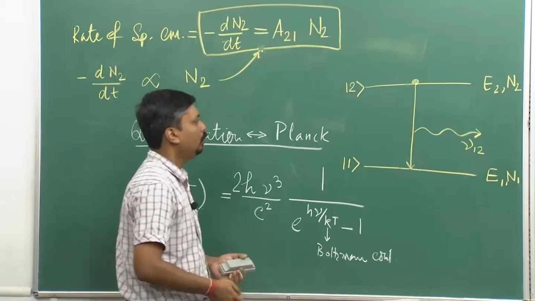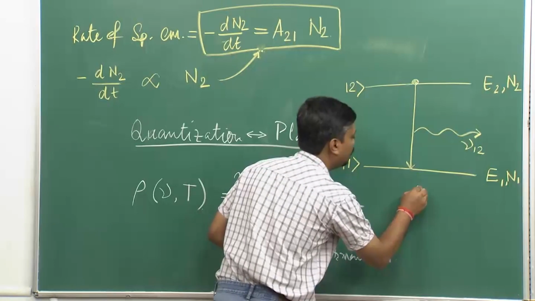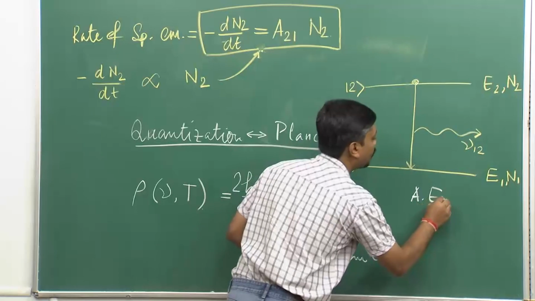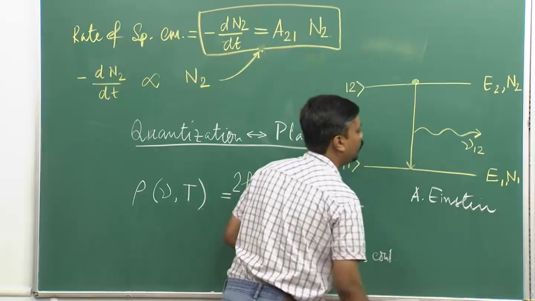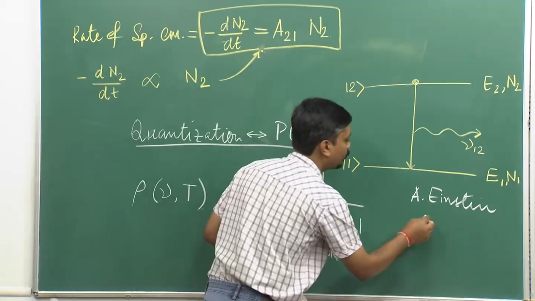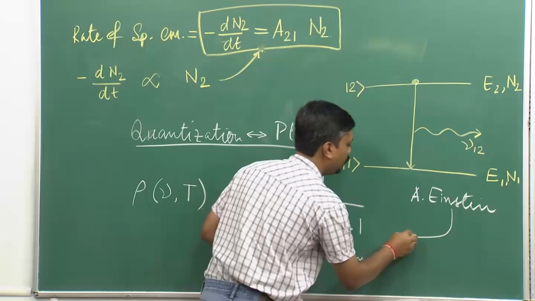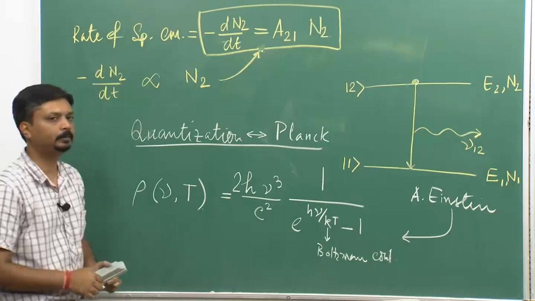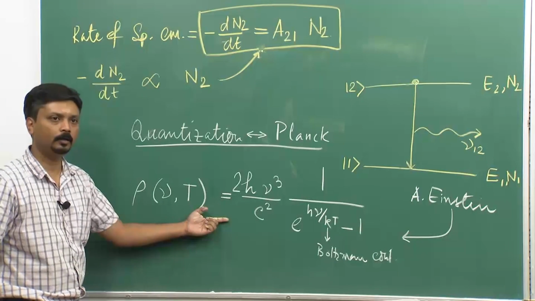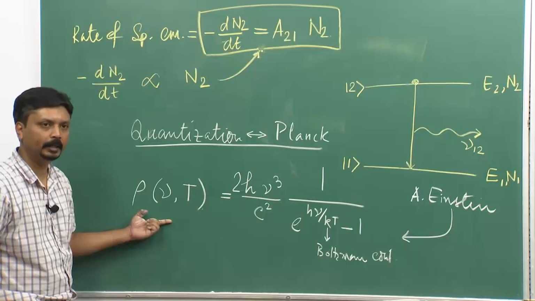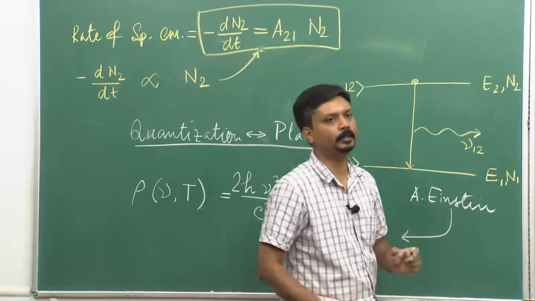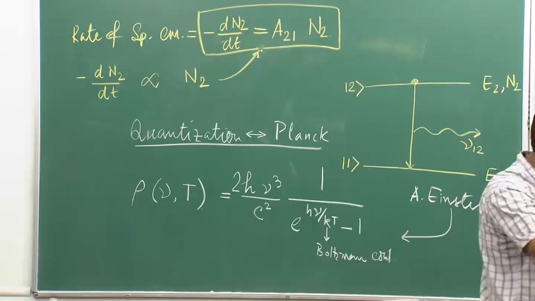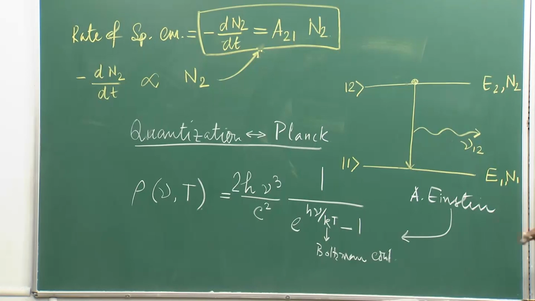Albert Einstein was trying to come to the expression of Planck for this spectral density. He was not successful in doing so. There were certain problems associated with this one.